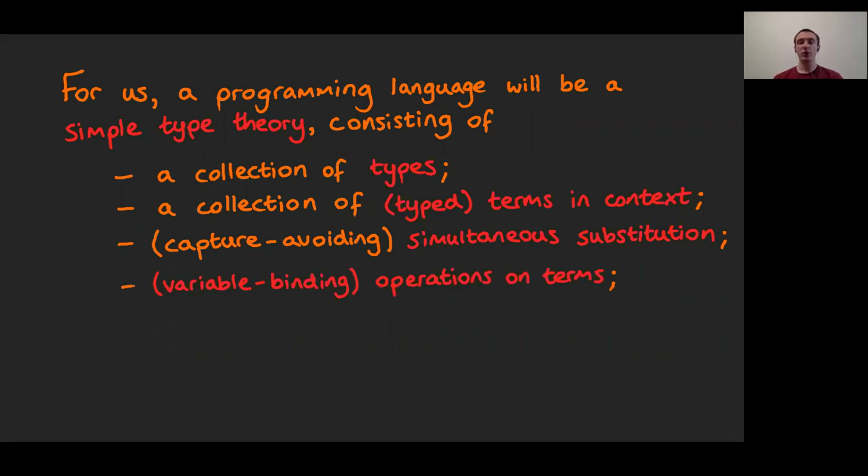We want some notion of operations on terms. So for instance, pairing of terms, projection from pairs, lambda abstraction, function application, this sort of thing. And note that we are including variable binding operations, so things like lambda abstraction in these operations. And then we want some equations on our terms, which will dictate their behavior. So this includes things like beta and eta laws for type theories.